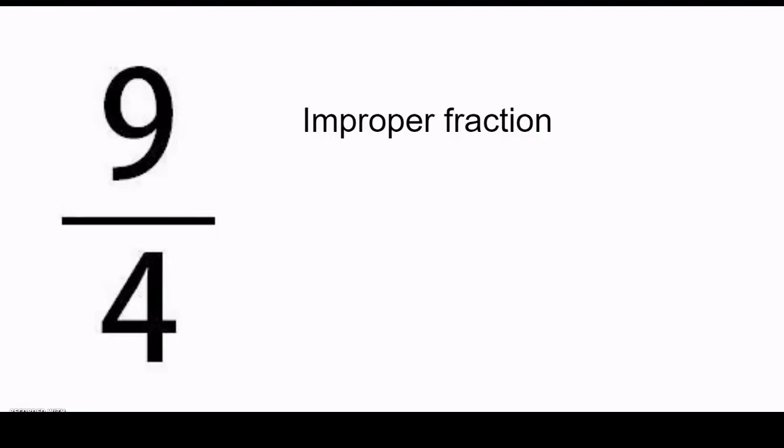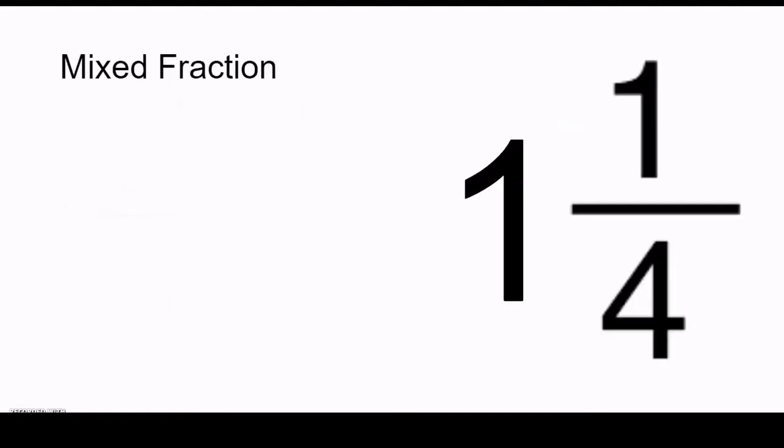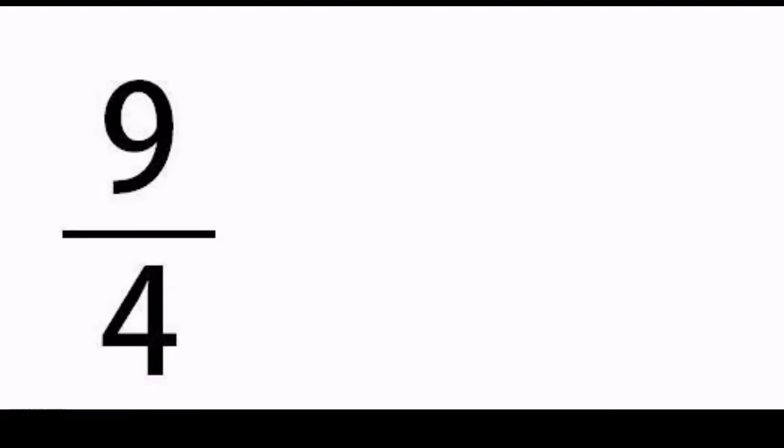And to represent an improper fraction, we need to convert it into a mixed fraction first. What is a mixed fraction? Well, a mixed fraction is a fraction that has a whole number in front of it. So as we can see here, 1 and 1 over 4 is a mixed fraction. Now how do we convert 9 over 4 into a mixed fraction?